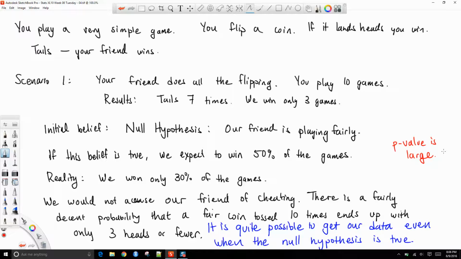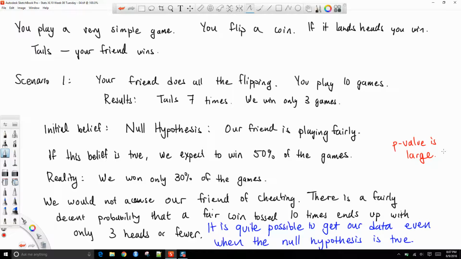And if I look at my data and ask, what's the probability that I would get only 3 wins out of 10, even when we're playing fairly, we would say, well, it could happen, right? It's fairly likely to happen. And we could actually do these calculations. We would look in the binomial table and ask, what's the probability of getting only 3 out of 10, with n is 10, x is 3, and p is 0.5.